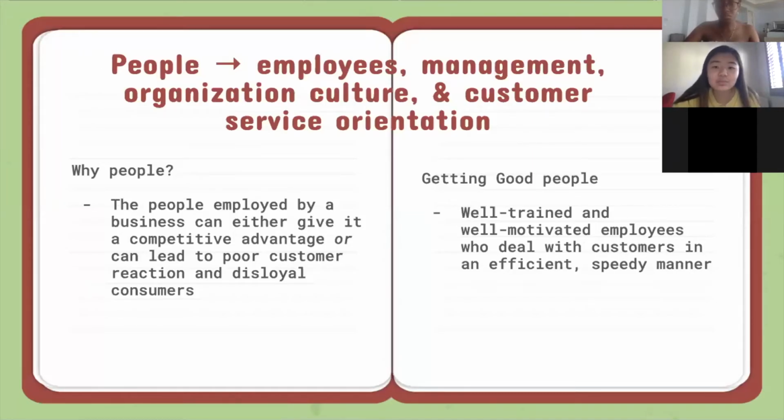So these are employees, management, organization culture, and customer service orientation. Why people? The people employed by a business can either give it a competitive advantage or can lead to poor customer reaction and disloyal consumers. And getting good people means well-trained, well-motivated, well-mannered employees who deal with customers in an efficient and speedy manner.